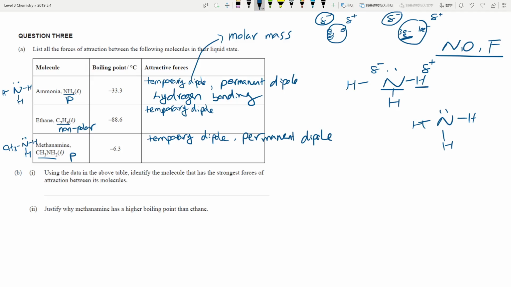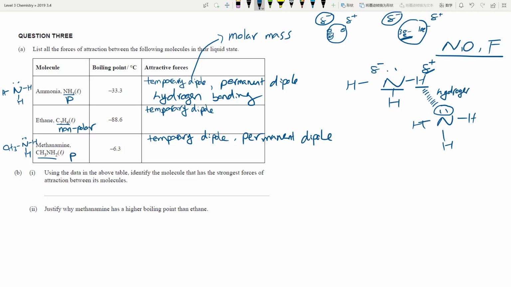Okay, so if you have this really strong positively charged hydrogen, and then can you see that these electrons are negatively charged from the neighboring nitrogen atom? So they will be like, hey, you're really positive and you're really negative, we should interact. And this particular force of attraction is hydrogen bonding.